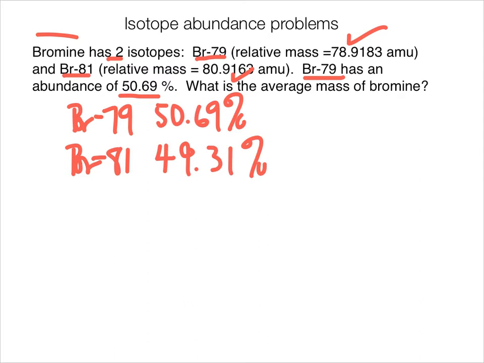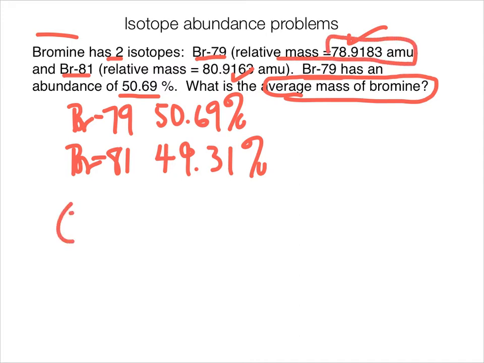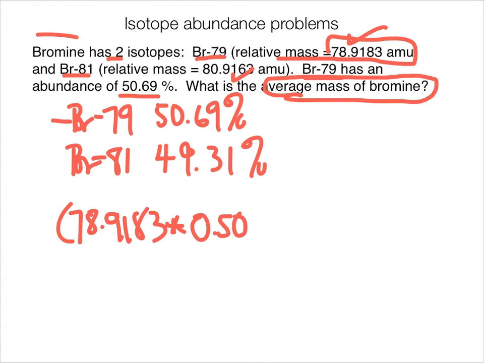Now that we have all this information, let's find the average mass of bromine. In other words, the mass that we see on the periodic table. And so we're going to take bromine 79's relative mass and multiply it times its percent abundance, which is right here, 0.5069. Okay? Then we're going to do the exact same thing for bromine 81. So the relative mass that told us up here for bromine 81 is 80.9163.